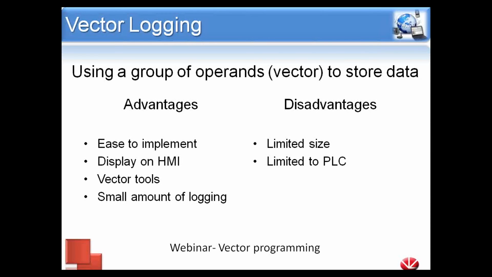The advantages to vector logging are that it is easy to implement in ladder. It is easy to display the vector on the HMI screen. We have the vector tools in VisiLogic available to us, which allows us to manipulate the vector. We can get the minimum value in the vector, the maximum value in the vector. We can find an average. We can organize the vector. We'll be going over these tools in a moment. This type of logging is ideal for small amounts of logging.